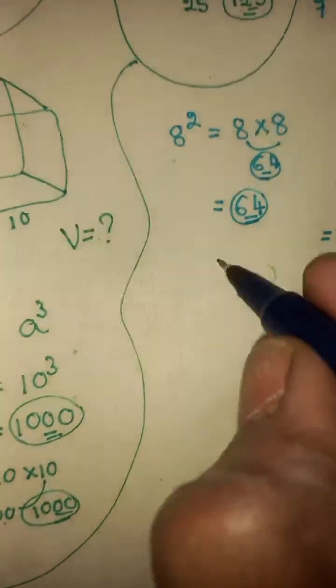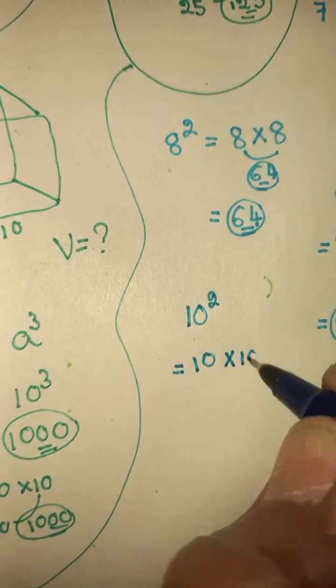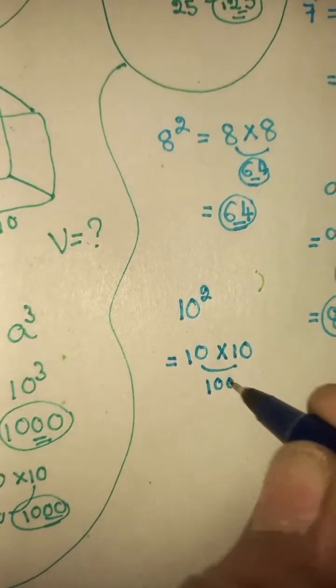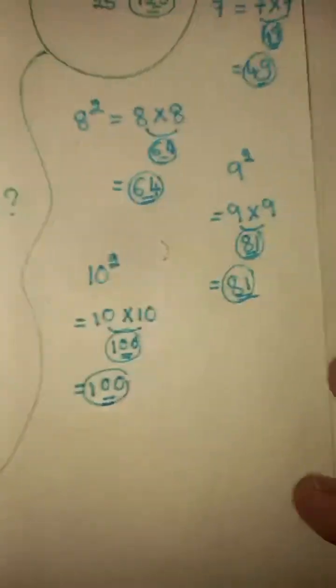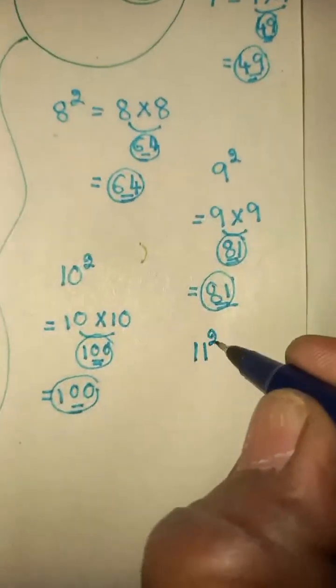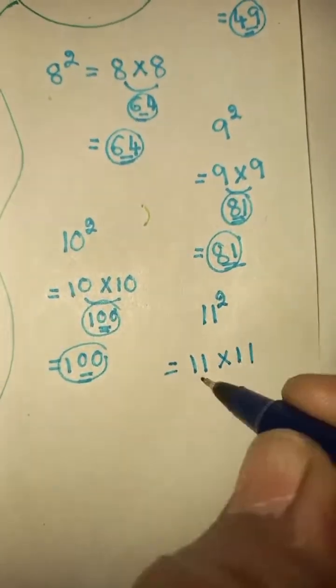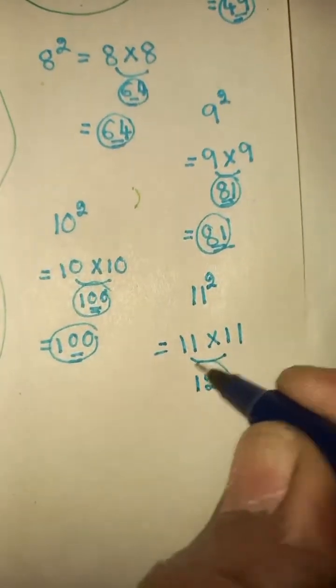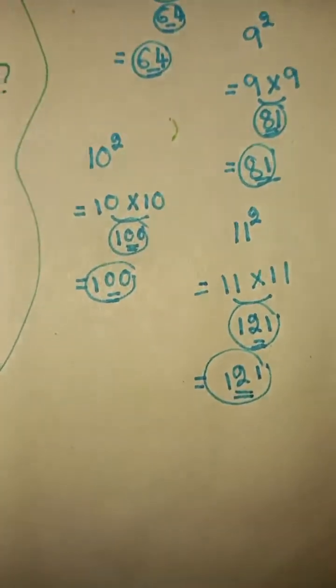Let's write what is 10 square. 10 square means you can write it as 10 times of 10. 10 times of 10 becomes 100. So 100 is 10 square. Let's write 11 square. 11 square can become equal to 11 times of 11. 11 times of 11 is 121. So 11 square becomes 121.